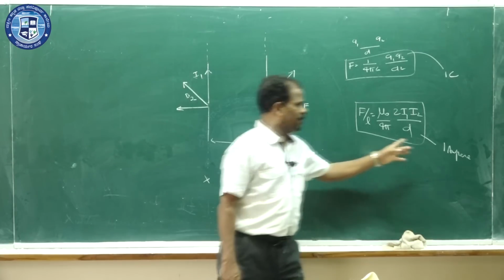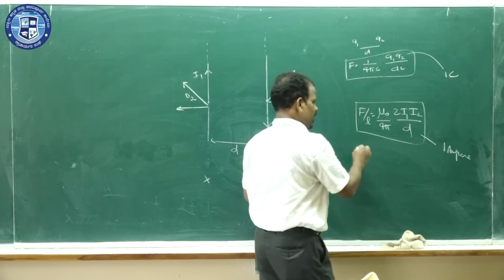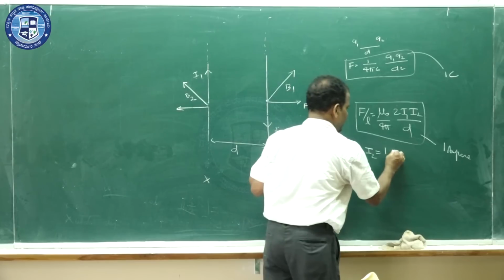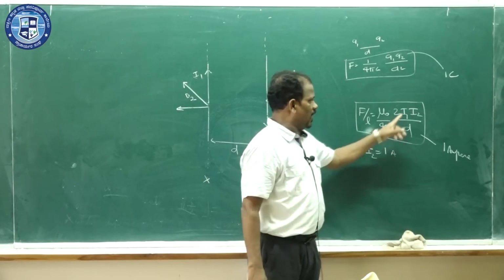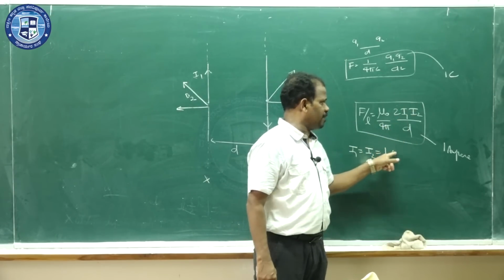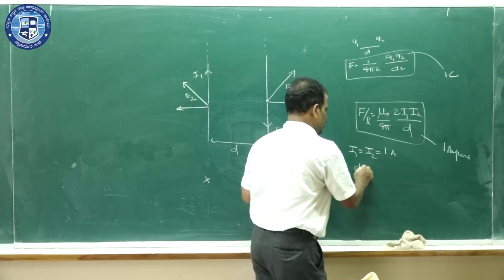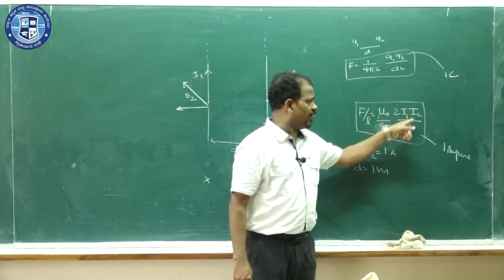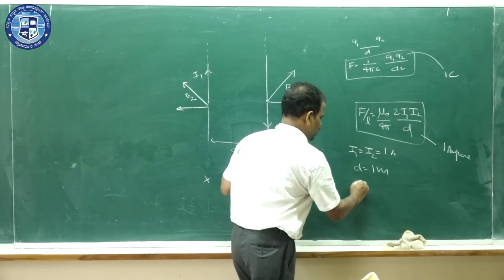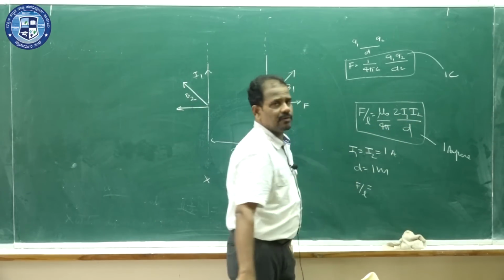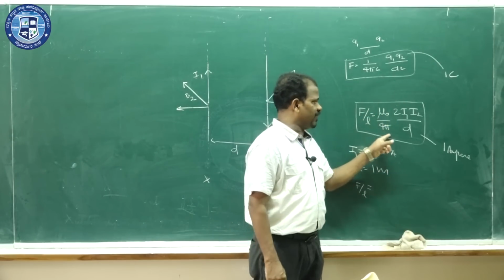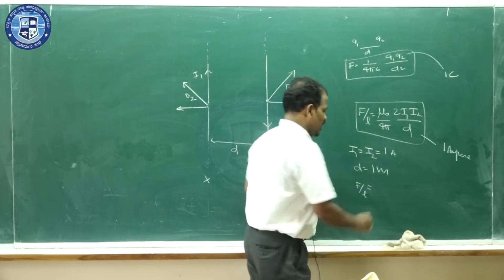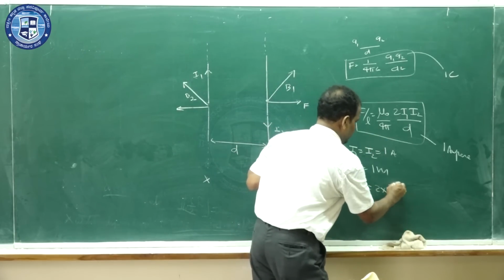So how do you define 1 ampere? I1 is equal to I2 is equal to 1 ampere. D is equal to 1 meter. When I1 is 1, I2 is 1, D is 1, then what is the force per length? Mu naught by 4 pi. What is the value of mu naught by 4 pi? 10 to the power of minus 7, into 2 is there. So 2 into 10 to the power of minus 7.